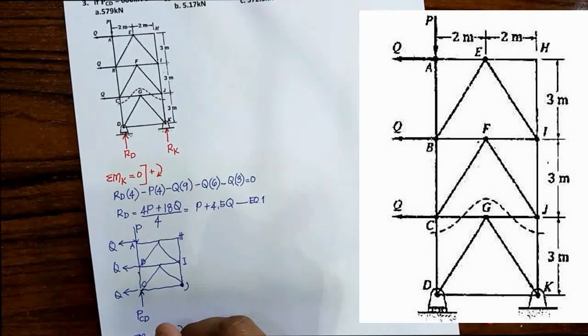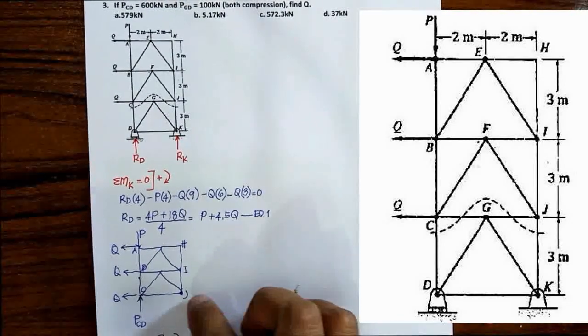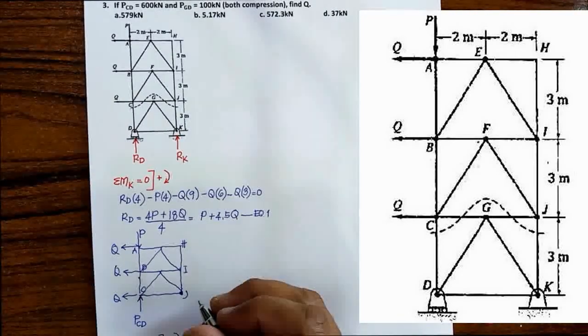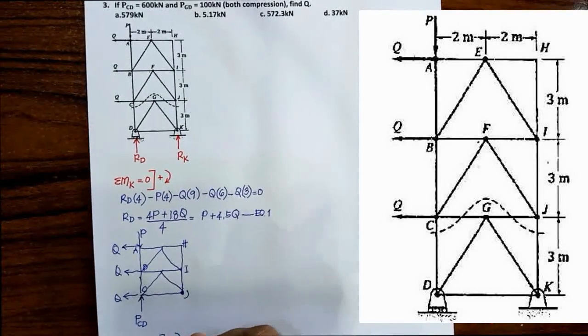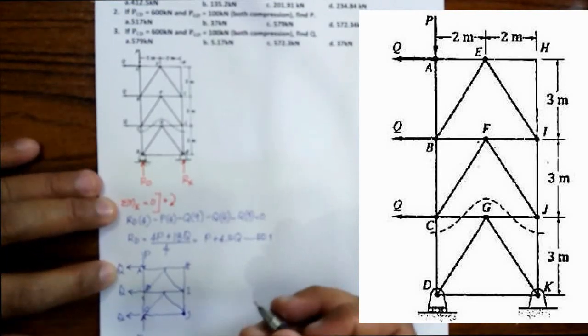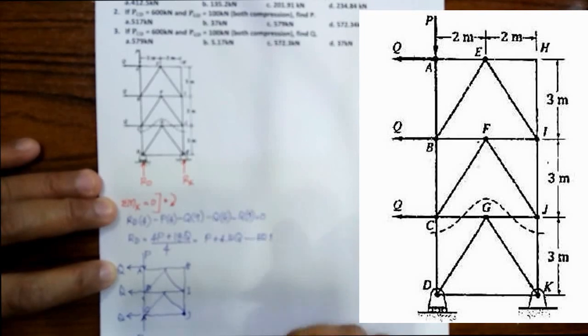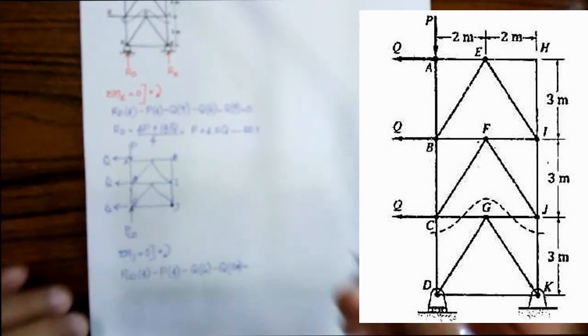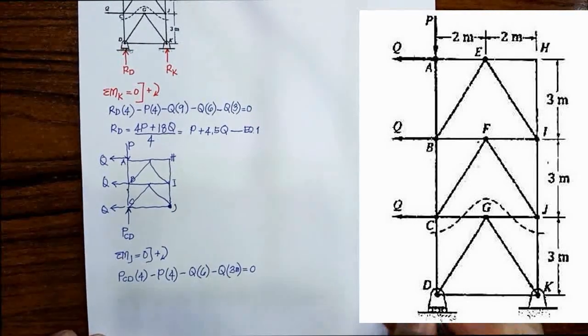4, minus P times the moment arm of 4, minus the force Q at A times the moment arm of 6, minus the force Q at B times the moment arm of 3 meters is equal to 0.